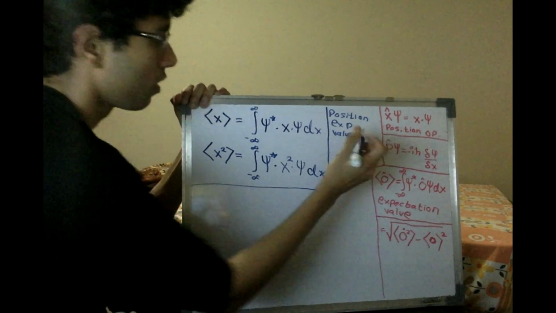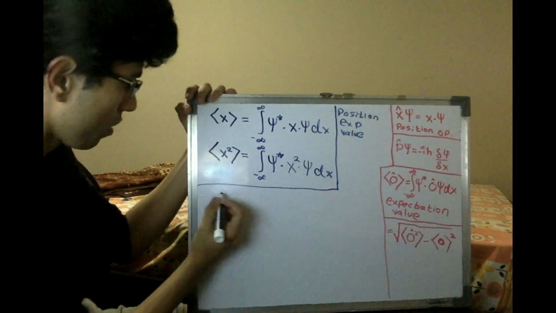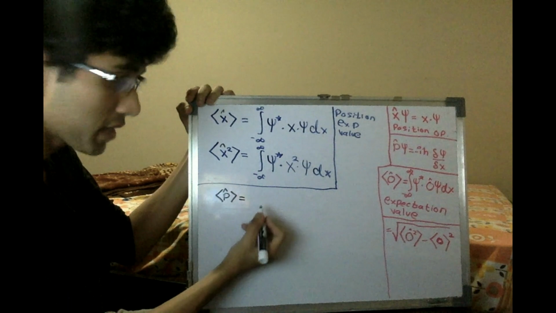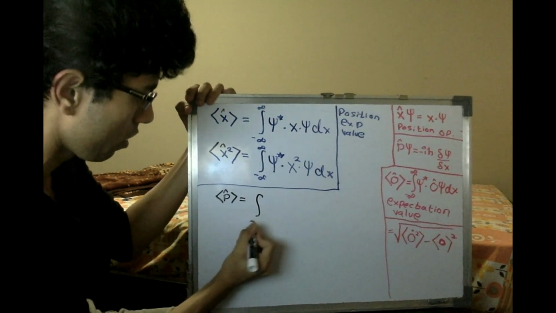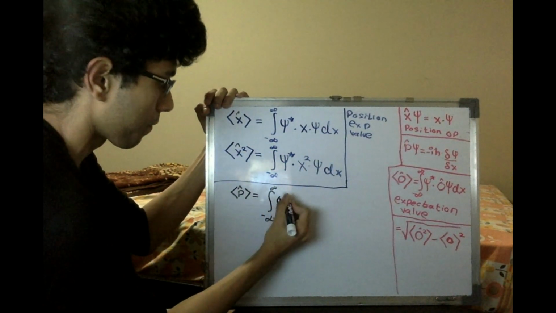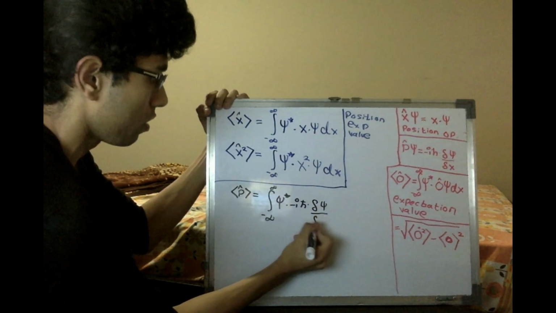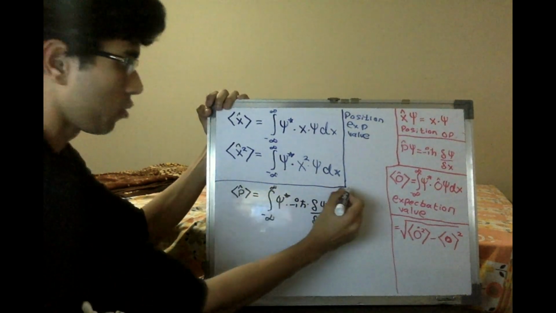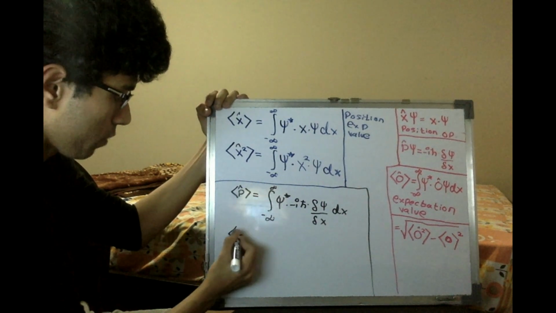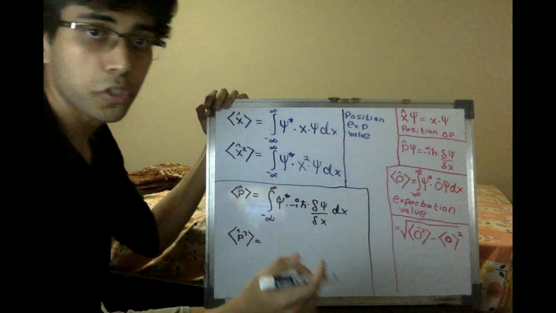This is the position expectation value. Now let's talk about momentum. The momentum expectation value is a little bit tricky, but not really. So let's say I have the momentum operator. My expectation value for the momentum will be the integral from negative infinity to infinity of psi star times minus i h bar partial of psi with respect to x, dx. This is important. But now let's talk about the expectation value of the momentum operator squared. I'm going to have to square this whole term.